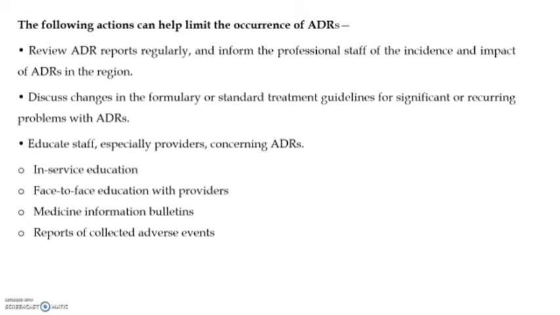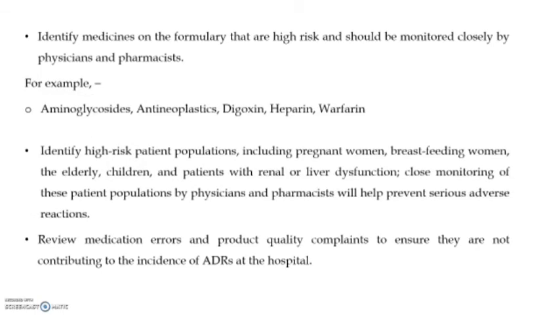The following actions can help to limit the occurrence of adverse drug reactions. One is to review adverse drug reaction reports regularly and inform the professional staff of the incidence and impact of adverse drug reactions in the region. Another is to discuss changes in the formulary or standard treatment guidelines for significant or recurring problems with adverse drug reactions, and educate the staff, especially providers, concerning adverse drug reactions, such as through in-service education, face-to-face education with providers, medicine information bulletins, and reports of collected adverse events. Identify medicines on the formulary that are high risk and should be monitored closely by physicians and pharmacists. For example, aminoglycosides, digoxin, and heparin have a high incidence of adverse drug events. Identify high-risk patient populations, including pregnant women, breastfeeding women, the elderly, children, and patients with renal or liver dysfunction. Close monitoring of these patient populations by physicians and pharmacists will help prevent serious adverse reactions.